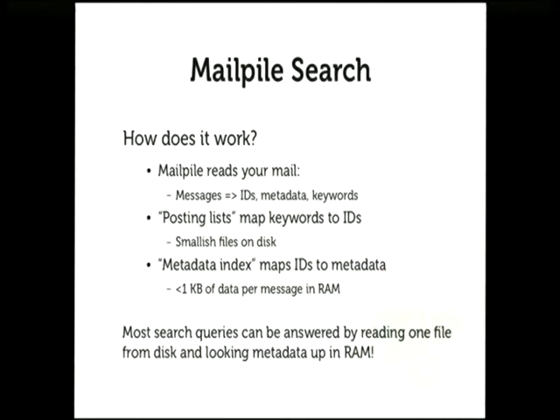So how does it work? Mailpile reads your mail. Out of the message, it'll generate an ID for it. It will extract some metadata, things like the subject, the recipients, who sent it, size of the message, that kind of thing. And it will extract a bunch of keywords, which are the things that you can actually search for. It will then create posting lists. These are basically maps that map a keyword to a set of message IDs. These are just very simple files. They just have a list of keywords, and then there's a map to some IDs. Then there's a metadata index, which maps these same IDs to the metadata, which tells you something about that message.